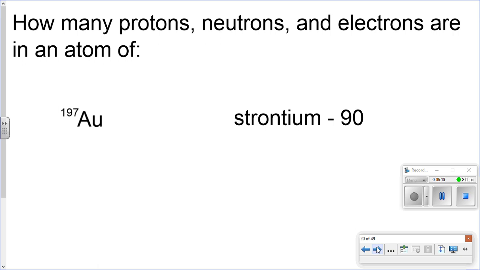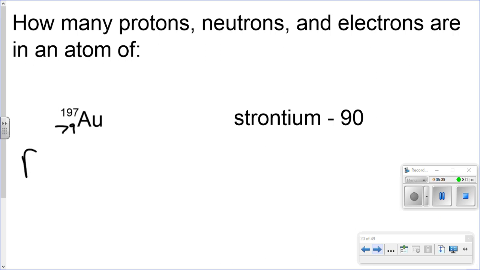So how many protons and neutrons are in the following? I have gold, 197. I've left off some numbers. There are 2 ways to represent these. With this first one with gold, which is Au, gold has an atomic number of 79, so we'll plug that in there.